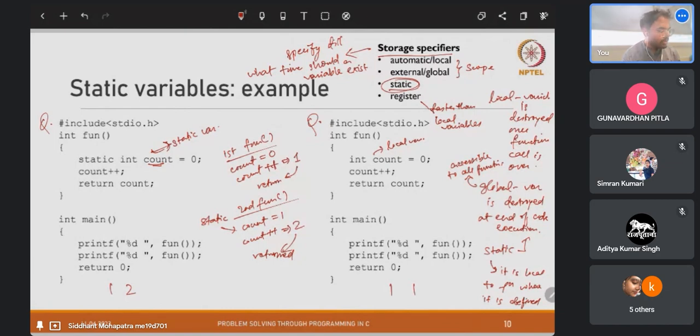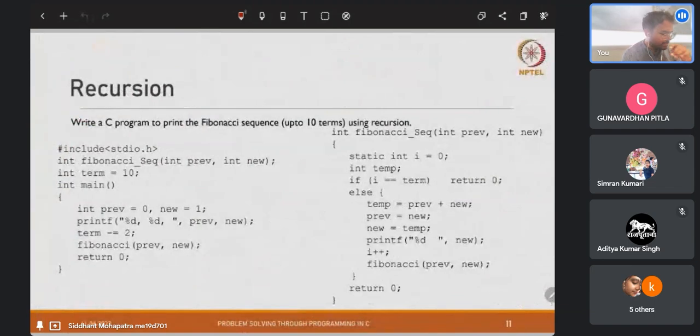Okay, so let's look at the example for recursion. Here the question is to write a C program to print the Fibonacci sequence using recursion up to 10 terms. Fibonacci, if you don't remember, is 0, 1, 1, 2, 3, 5. So every term is the sum of the previous two. 0 and 1 add up to 1, 1 and 1 add up to 2, 2 and 3 add up to 5, then 8, then 13, 21, and so on. So this is the Fibonacci sequence.